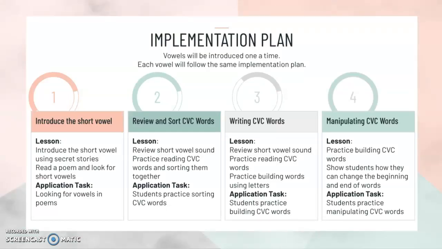Information will be presented to students in the same way throughout the learning module. First, we will start with short A words, then move to O, I, U, and E. All vowels will follow the same implementation plan. Each vowel will be taught in 4 instructional days. This leaves the 5th day of the week for adjustments to lessons, small group time, and additional practice.